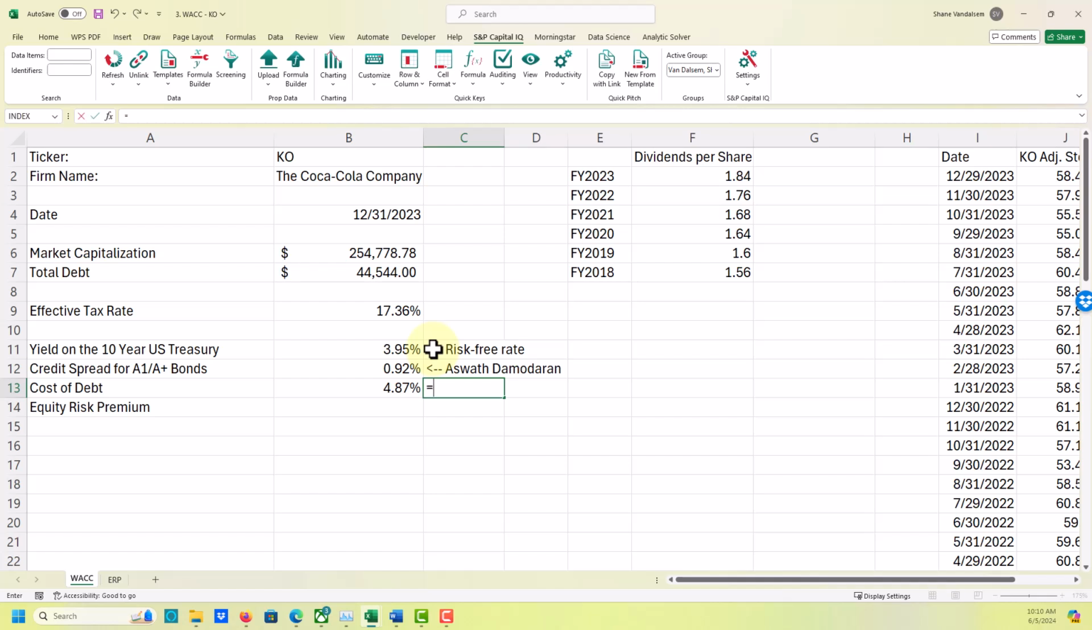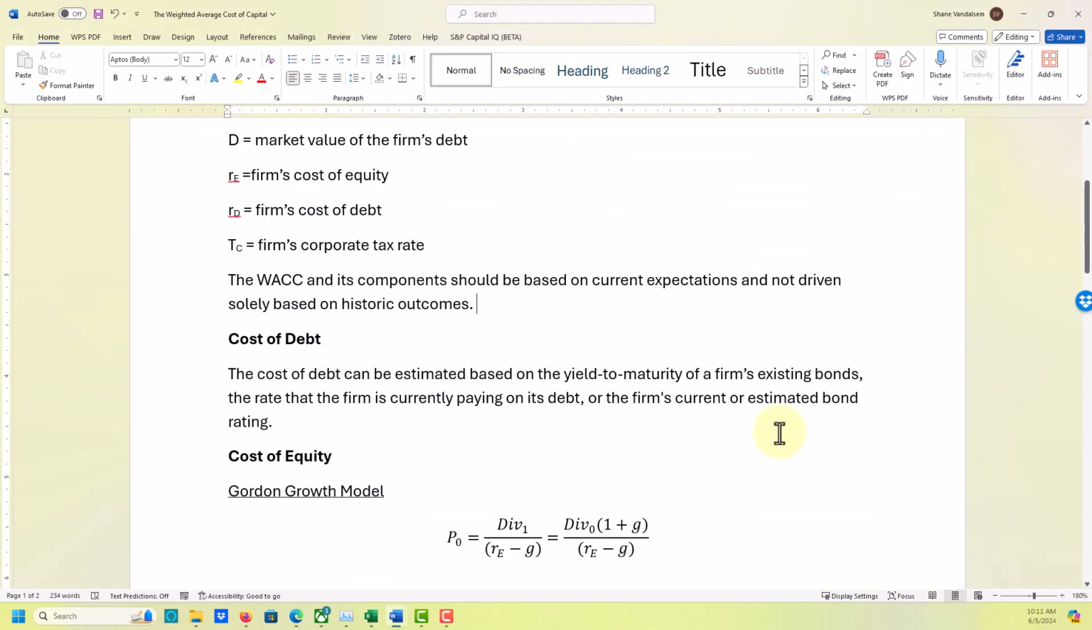And then, just so you can see this, I'm going to use the formula text, and that'll show you the value and where that 4.87 comes from. So we're going to say the cost of debt, or the required rate of return on debt for Coca-Cola, is 4.87% at the end of 2023. Let's go back to the document here. So we have the cost of debt.